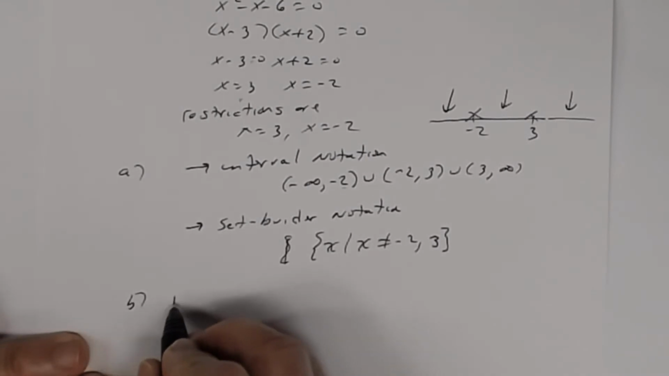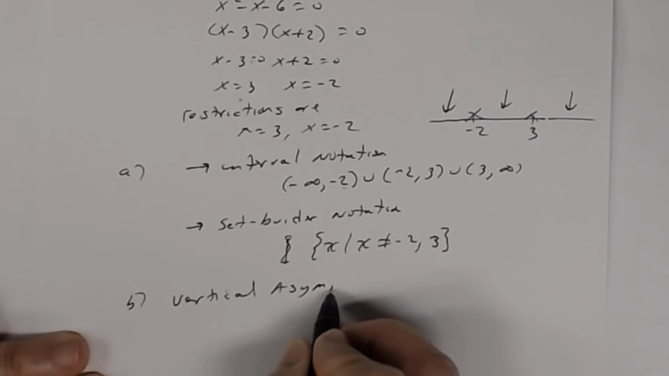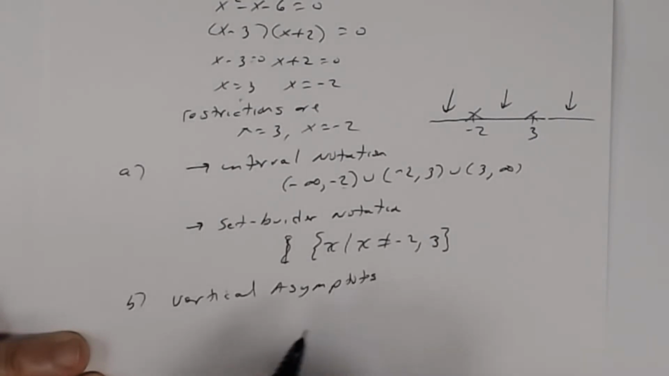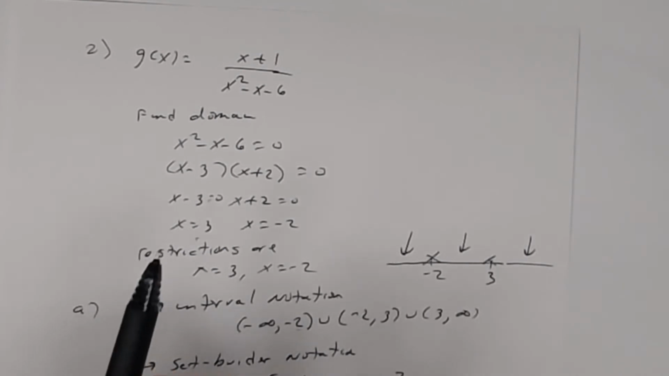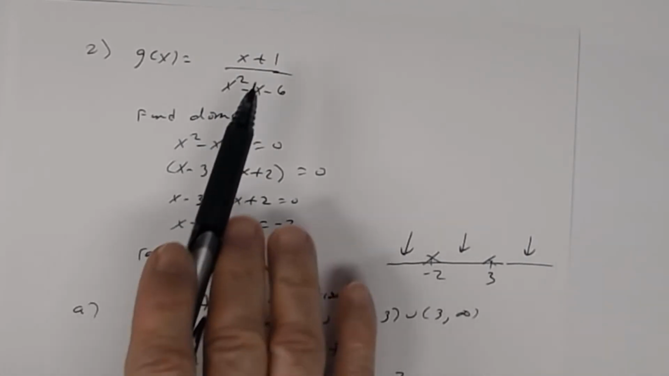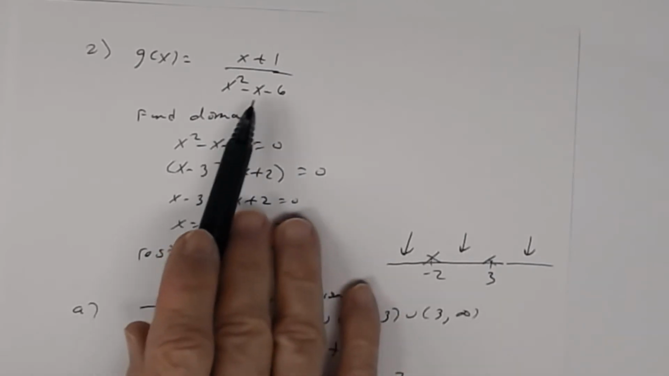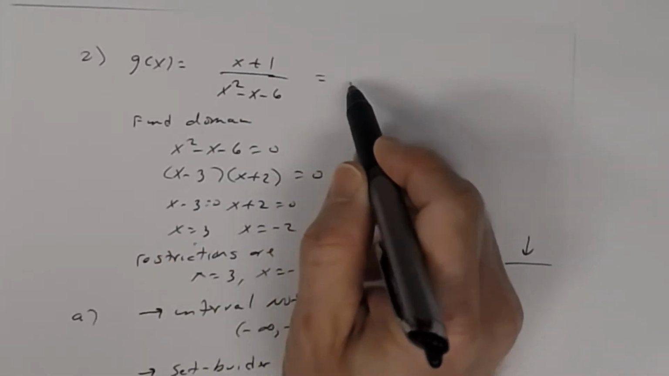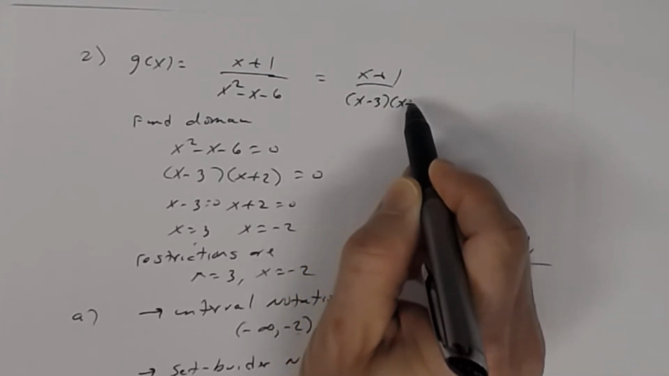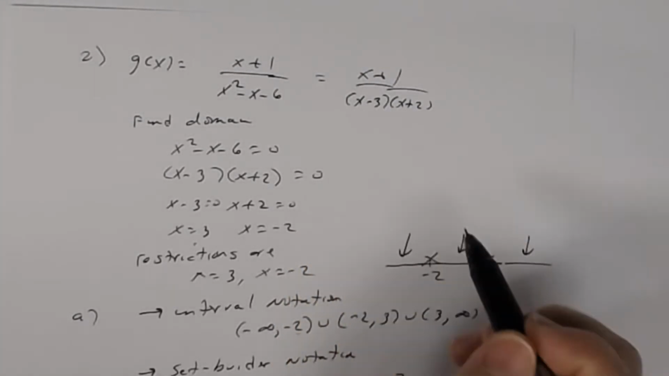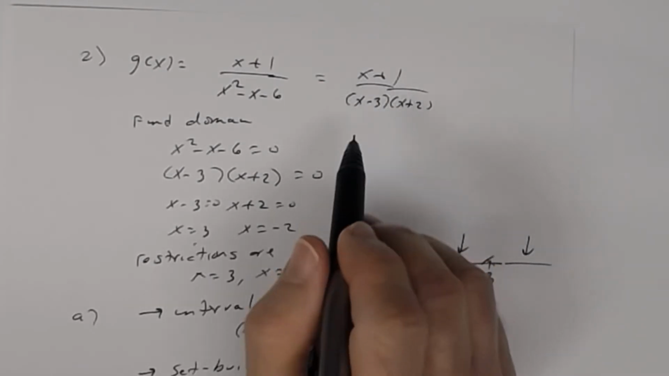Part B, you want to find the vertical asymptotes. Well, remember, the vertical asymptotes of this rational function correspond to the restrictions if this is in reduced form. So it is in reduced form. Notice that when I factor, I get x plus 1 divided by x minus 3, x plus 2, right? And there's nothing to reduce. You agree? So this is in reduced form.